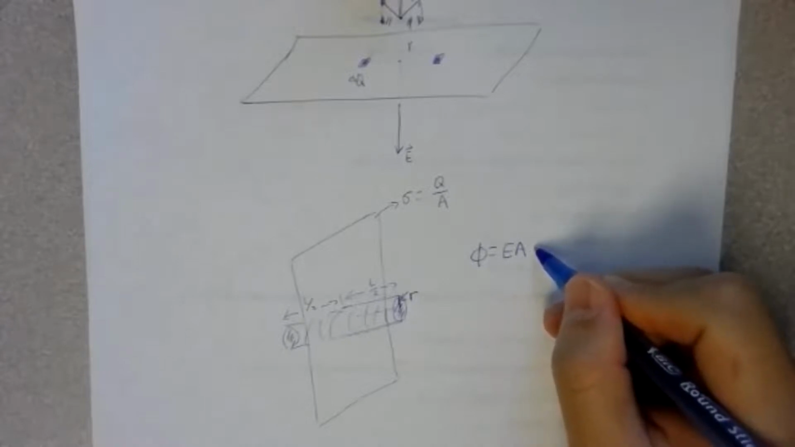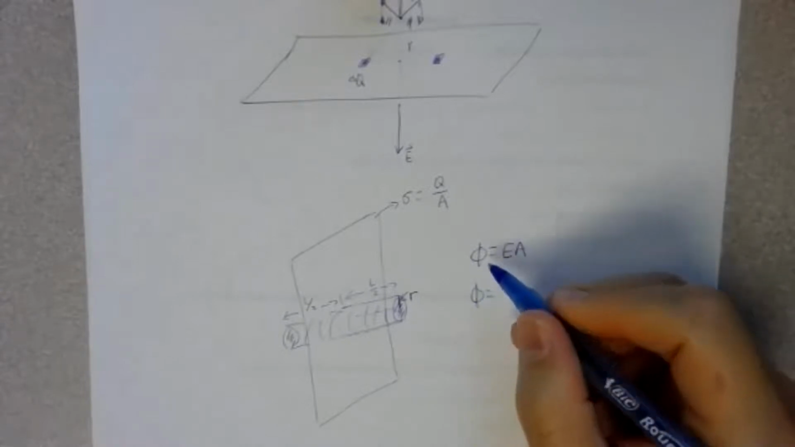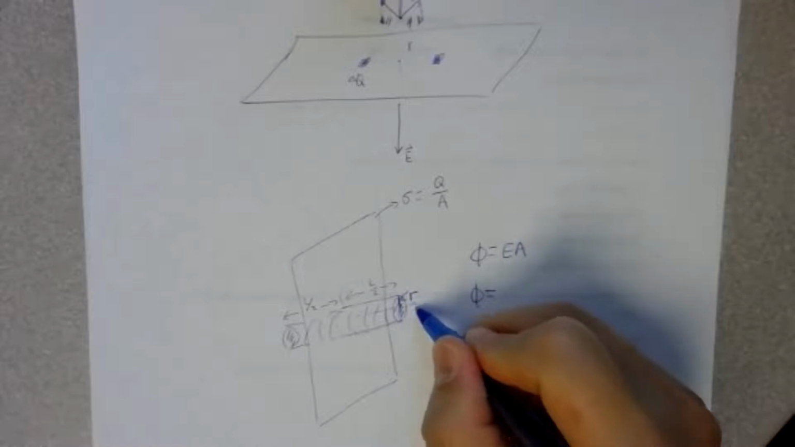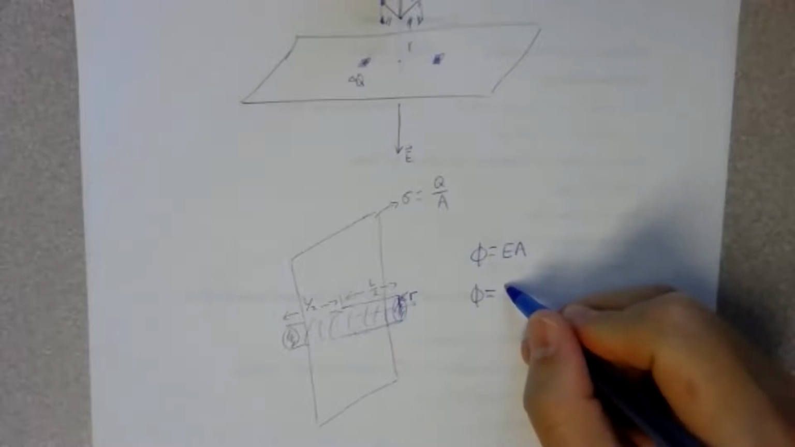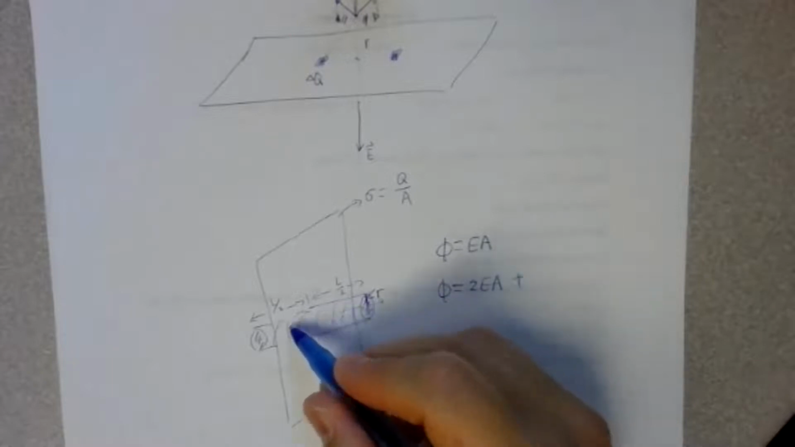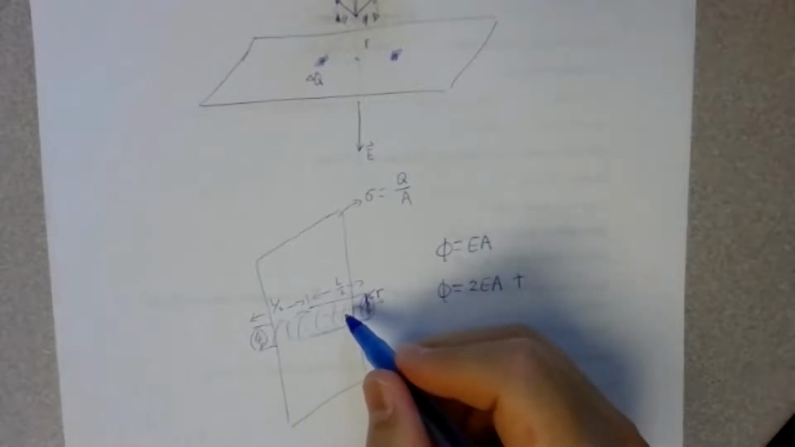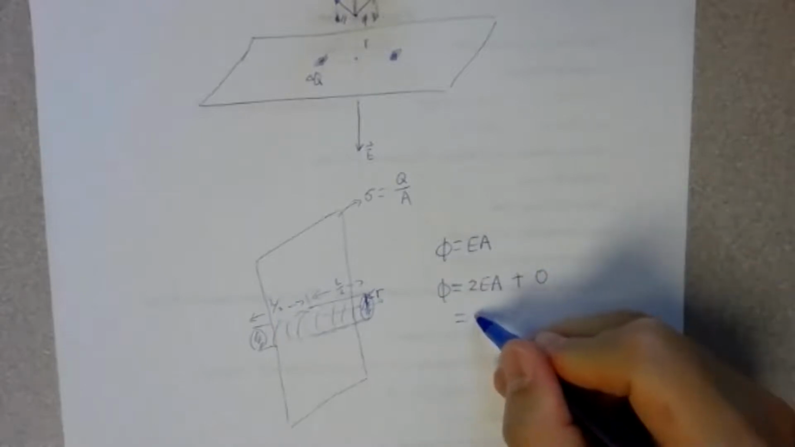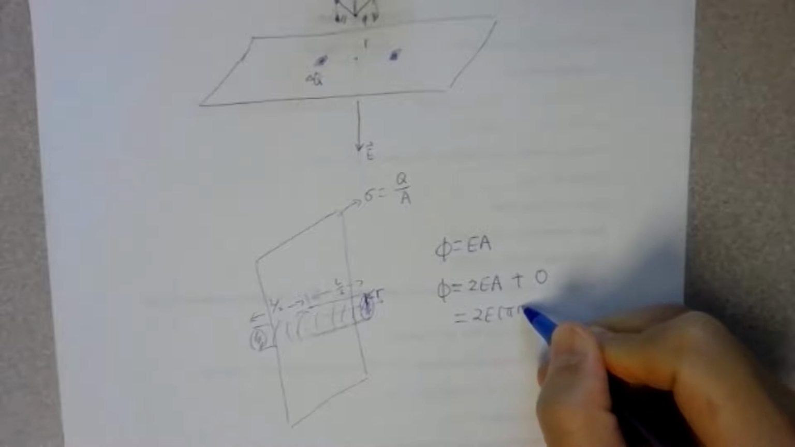For the two base surfaces, the flux would be equal to E times A. The E field is pointing away and is perpendicular to the surface, so E and A, the normal direction of the surface, are in the same direction. So E times A, and you have two bases, so 2 times E times A, plus the side. The side surface is parallel to your E field, because your E field is perpendicular to the sheet and your side is also perpendicular to the sheet. So that should be 0. So this is 2 times E times the area pi r squared.